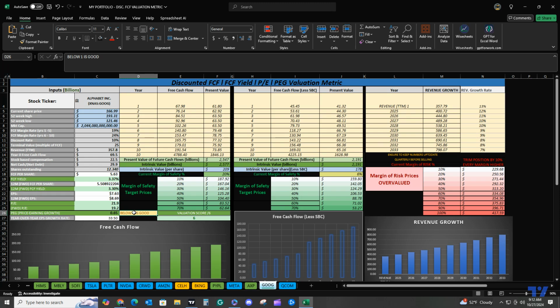Anything below 1 is great. Anything above 1 is okay. And then anything above 2 is a little bit pricey. So we have 1, 2, 3, 4, 5, and 6. So 6 right here, we have our intrinsic value. This is spat out through our revenue growth numbers here. So we have our revenue growth numbers here, 13%, and then dropping down slowly as we go.